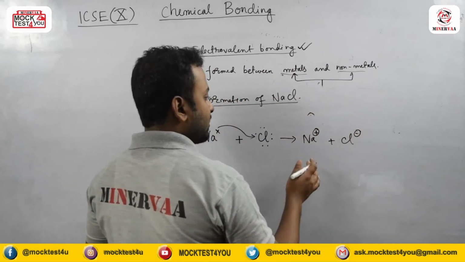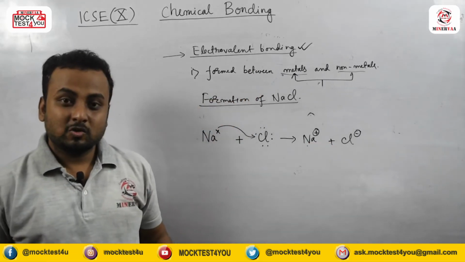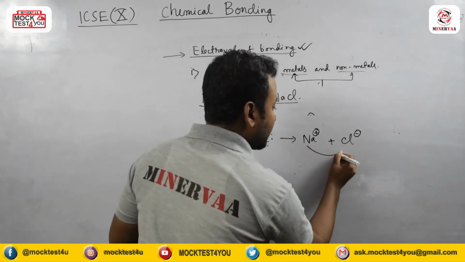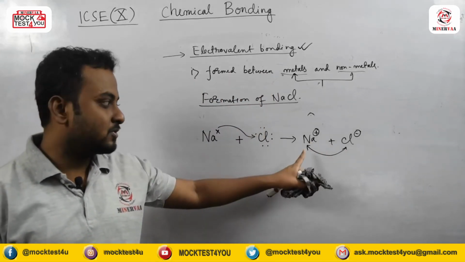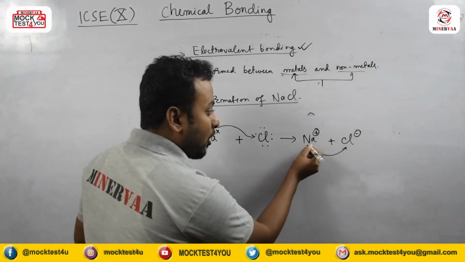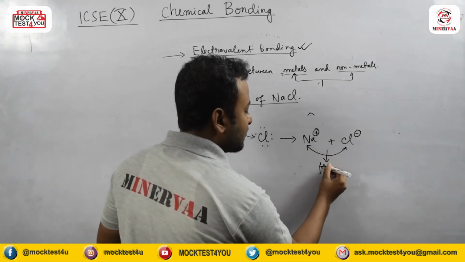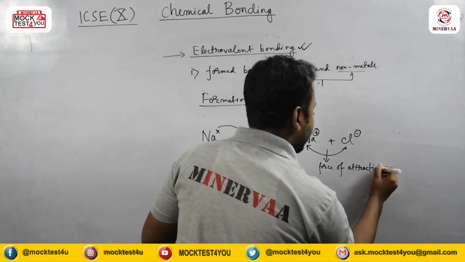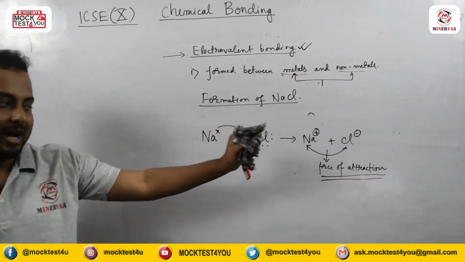Because this is positively charged and this is negatively charged, some kind of force will exist between the opposite charges. We already know that opposite charges attract each other and similar charges repel each other. So there will be some kind of force of attraction. I already told you bonding is a kind of force. So there will be a force of attraction between the cation and the anion.